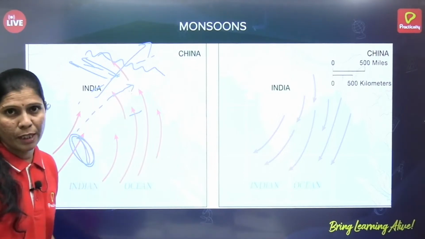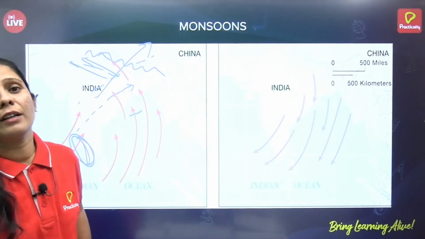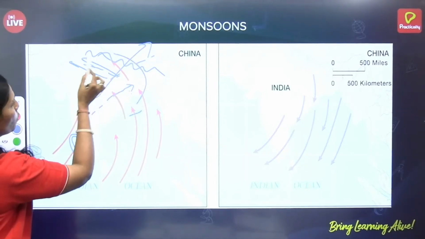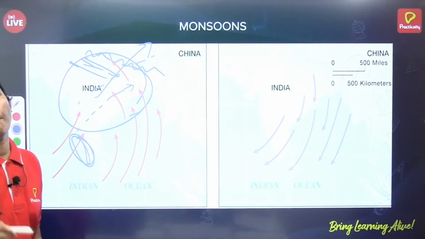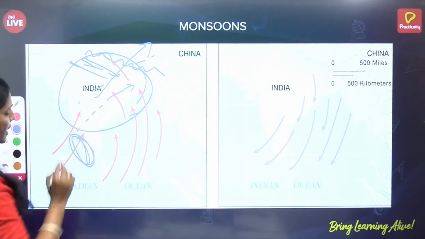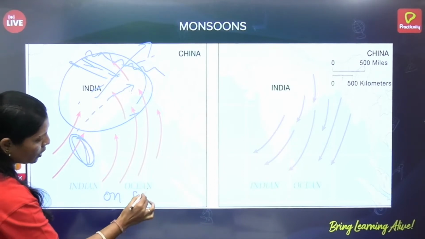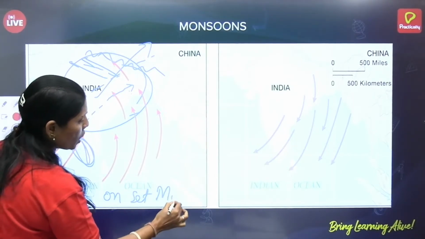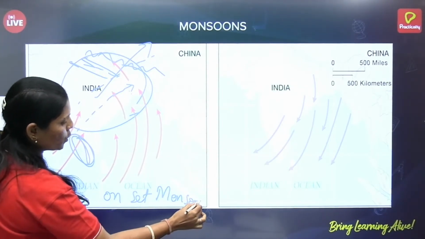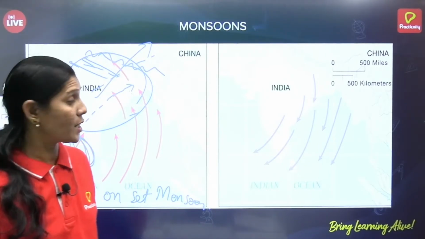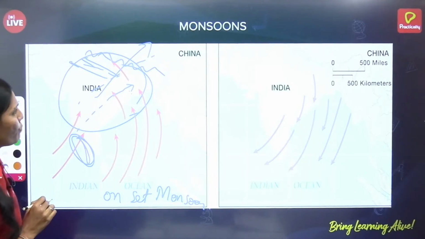By the month of August, June, July, we find the whole of India experiences monsoons. So this process is called onset of monsoon, or advanced monsoons. So in June, July and August months, we see the onset of monsoons.